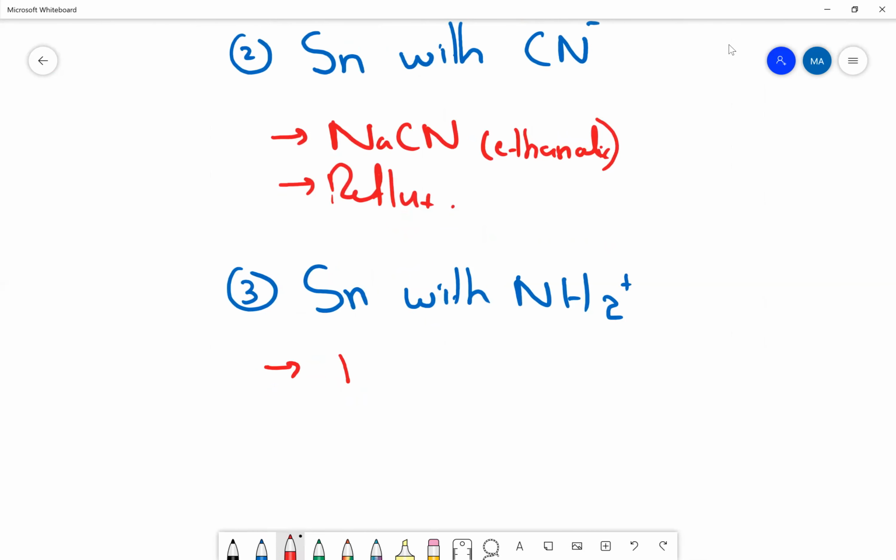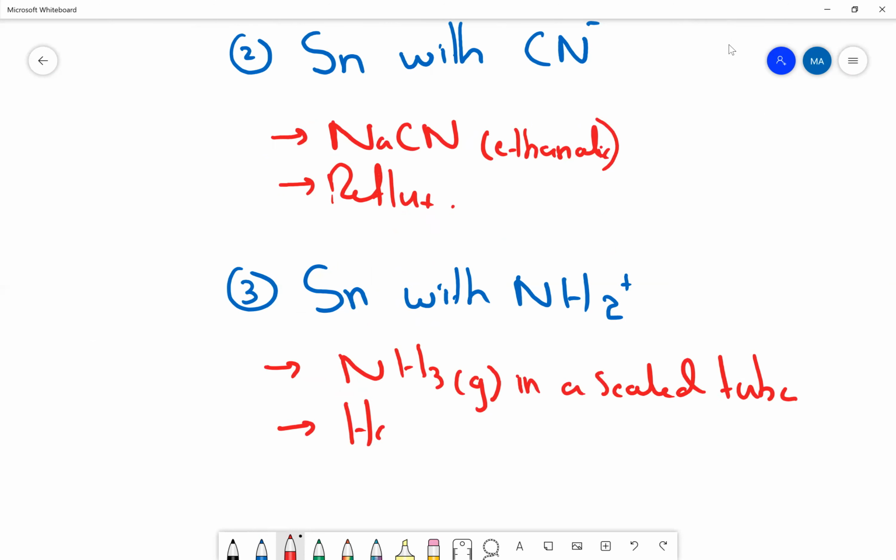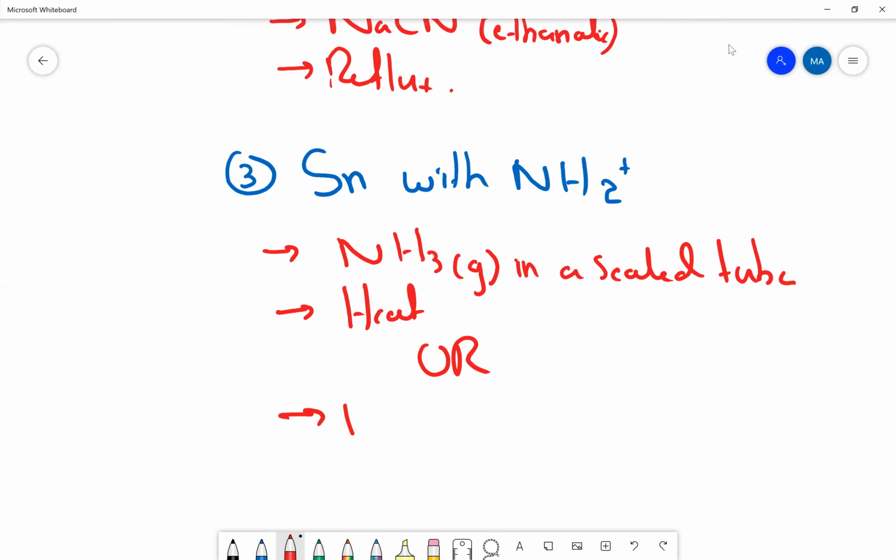So for NH2, you'd need NH3 ammonia gas in a sealed tube. So there are 2 conditions. We have these choices here. Number 1, you can either have NH3 gas in a sealed tube plus heat, or you can have NH3 ethanolic with reflux.